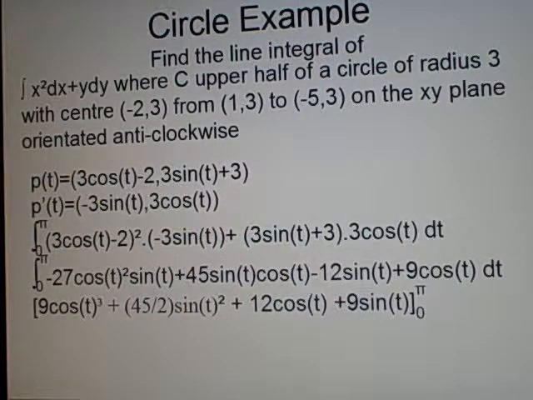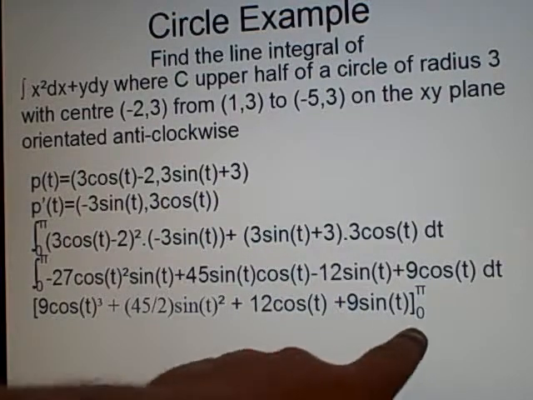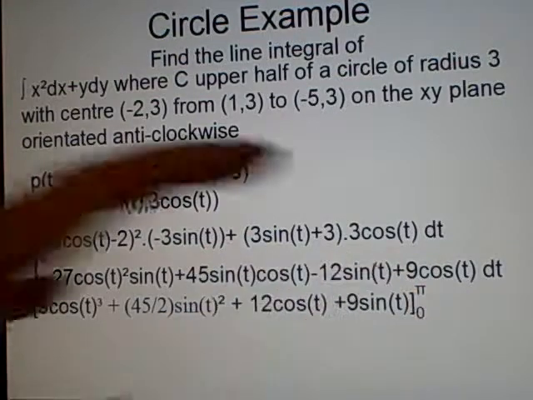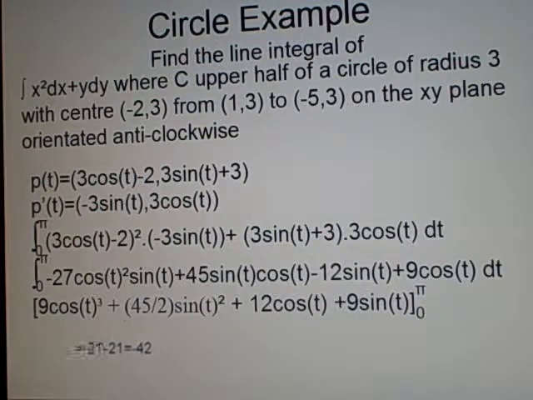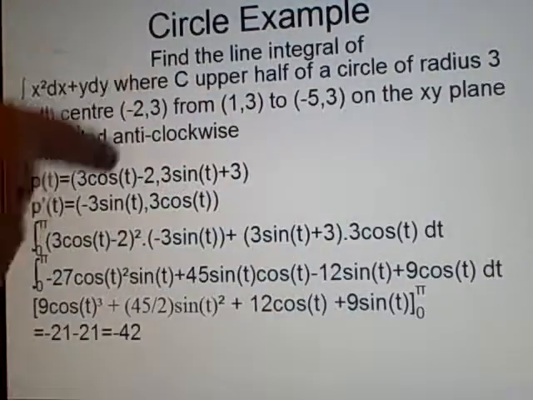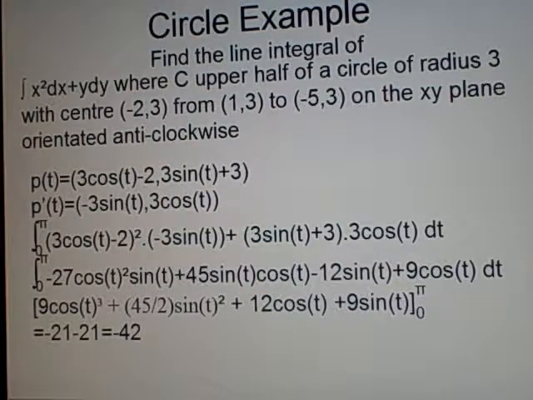Yeah, and once you put these values in, so all that pi minus the 0 stuff, then you'll get the answer minus 42, which is a negative line integral, which looks right to us because we're going in a negative direction. And that's the end.